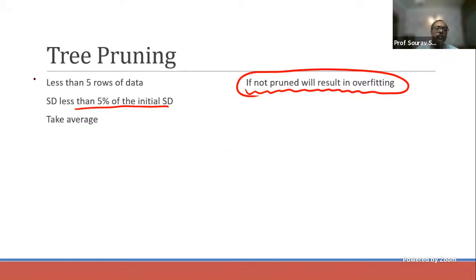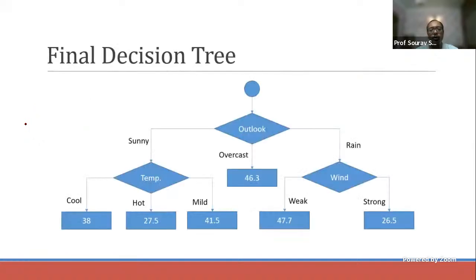Right? So less than 5 rows of data, or standard deviation less than 5% of the initial standard deviation, all those things. That is when the tree looks like this. Outlook overcast: 46.3, that is the average value. Outlook rain is split based on the same thing which we have done earlier. Wind: 47.7, strong is 26.6. Sunny temperature: cool is 38, hot is 27, mild is 41. Right? This is how the final decision tree looks like.